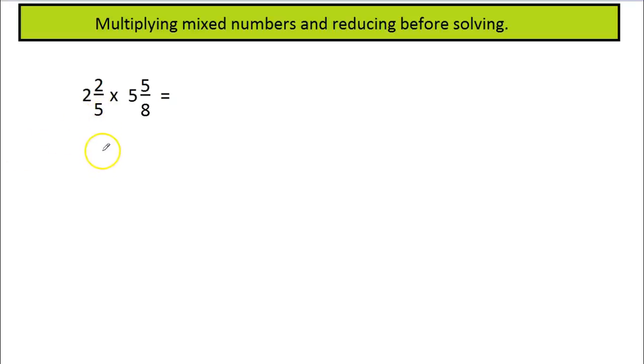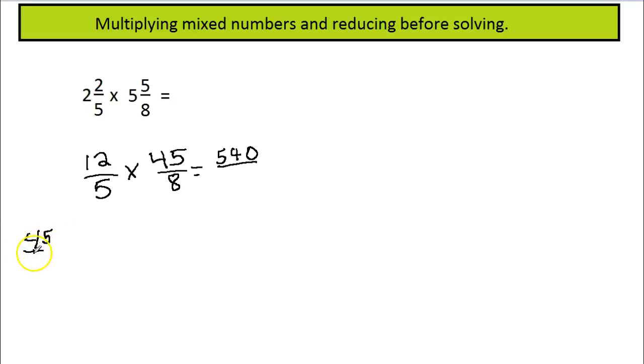So first let me change this mixed number to its improper fraction, and that's going to be 2 times 5 plus 2, and that's 12 over 5. That's 2 2/5 mixed number as an improper fraction. So now I'm going to multiply by 5 and 5/8, so that is actually 45 over 8. And as you can see, these fractions are kind of large. But again, if you want to just go ahead and multiply straight through, you're going to get that 45 times 12 is actually 540.